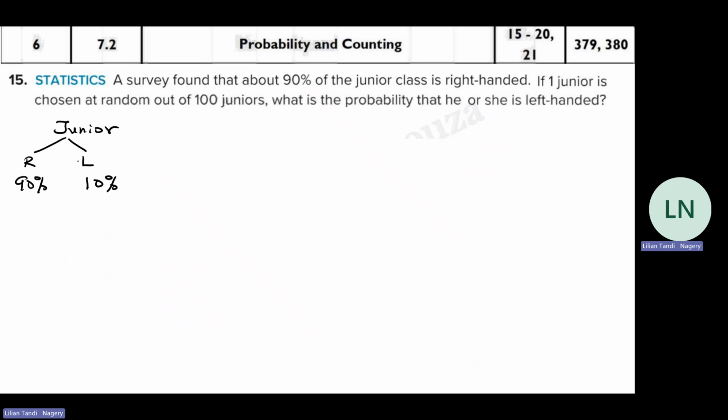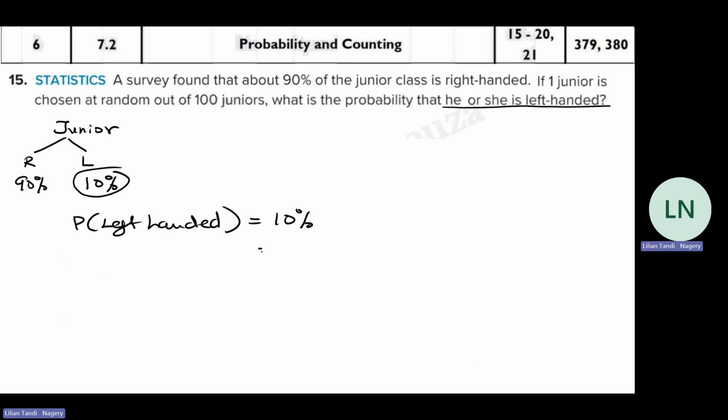If one junior is chosen at random out of 100 juniors, what's the probability that he or she is left-handed? Here. Probability that you're left-handed equals 10%, which equals 1 over 10, which equals 0.1 or 1/10. Right, your answer can come either as a percent, fraction, or decimal. Or you can do it a different way.